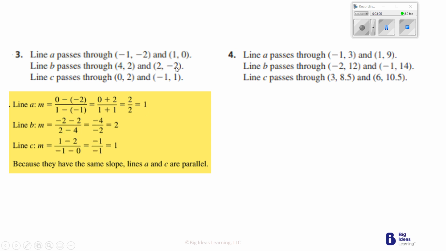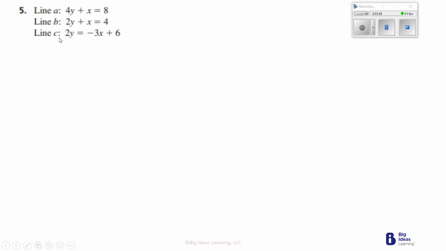On this one, we'll take negative 2 minus 2, and 2 minus 4. This will give us a slope of 2. And on line C, we'll take 1 minus 2, and negative 1 minus 0. This will give us negative 1 over negative 1, which again is a slope of 1. So because they have the same slope, A and C are parallel. You have number 4 to do. Number 5, well, this is not going to be any different. We have line A, line B, and line C, and we're just going to take the coordinates for each of those.